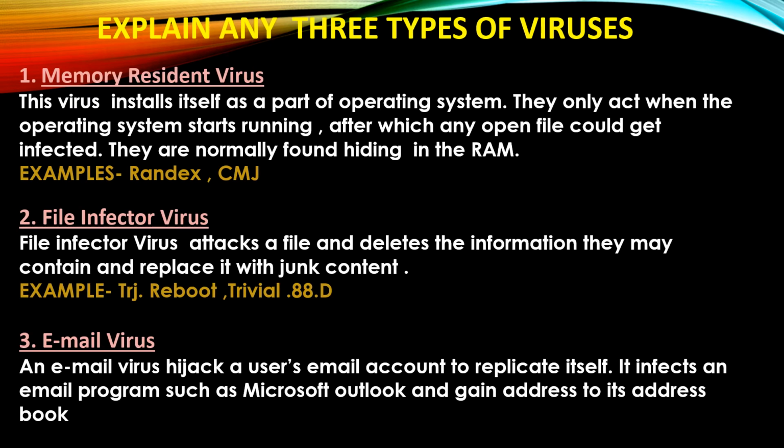So third question is, explain any 3 types of viruses. So we will be discussing memory resident virus, file infector virus and email virus. So first is memory resident virus. This virus installs itself as a part of the operating system first, and they only act when the operating system starts running, after which any open file could get infected. They are normally found hiding in the RAM, random access memory. So examples are Randex and CMJ.